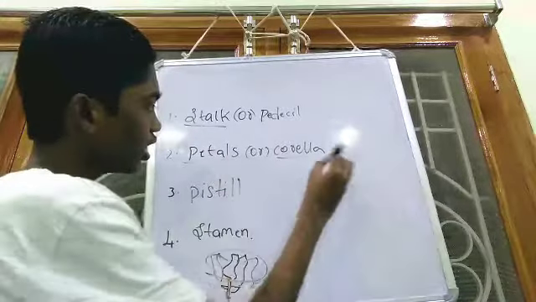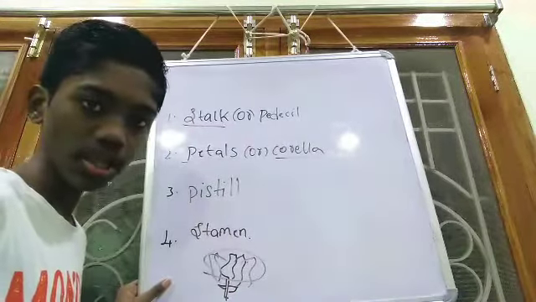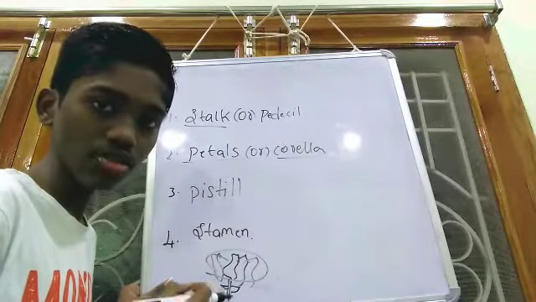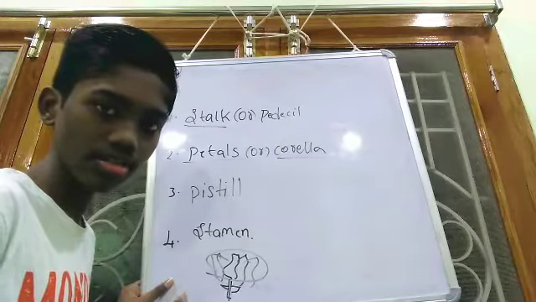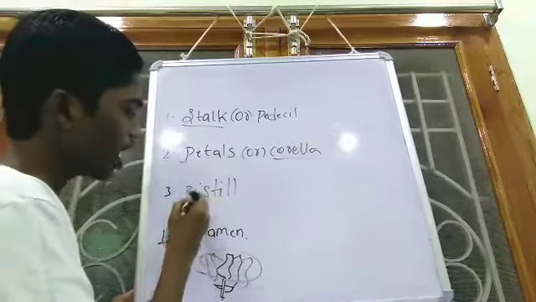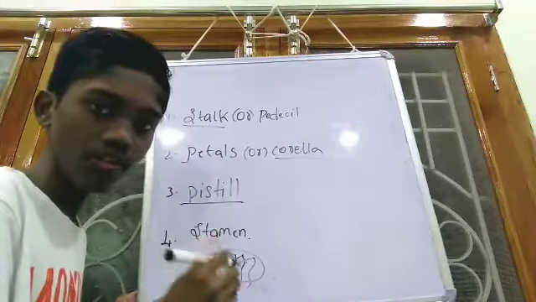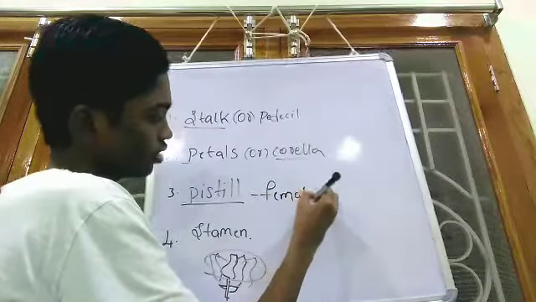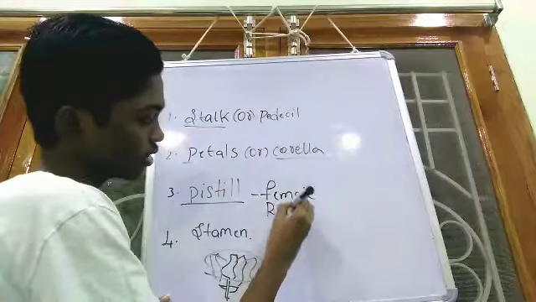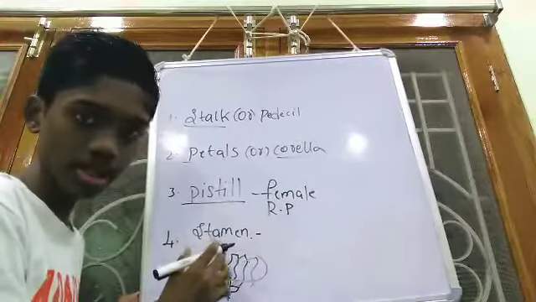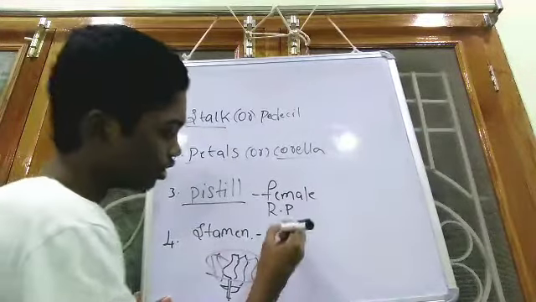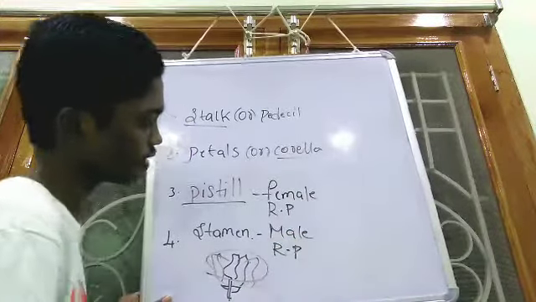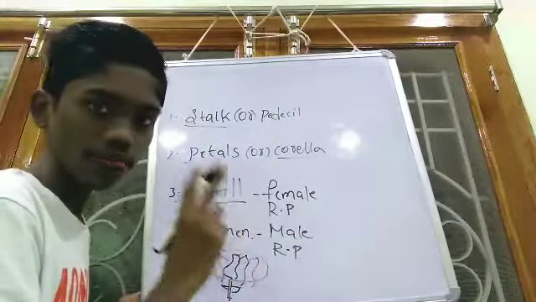And petals or corolla, we are well known about the petals. The colored part of the flower is called petals or corolla, that gives out a nice fragrance to attract insects like honeybees, etc. And coming to the pistil, pistil is the female reproductive part of the flower. Stamen is the male reproductive part of the flower. Stamen consists of two parts.